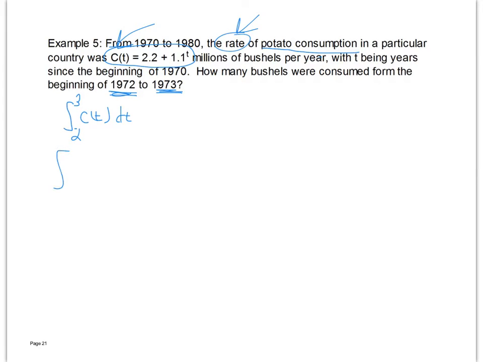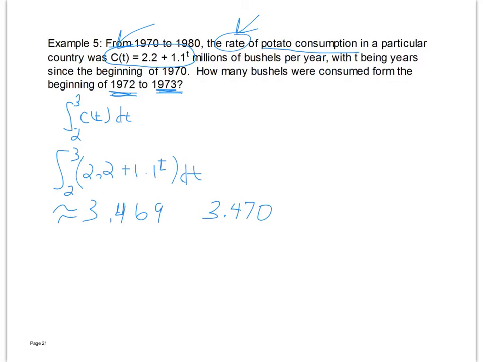Now, I'm going to actually write the function out. 2.2 plus 1.1 to the t dt. And if you do that, I got about 3.4669. That's truncated, okay, meaning it was just cut off. If you want 3.470, you could also do that as well. That's rounded because the number after this 9 was really a 5, so you round up. But you have to put the 0 because you need all 3 decimal places for this to be correct.